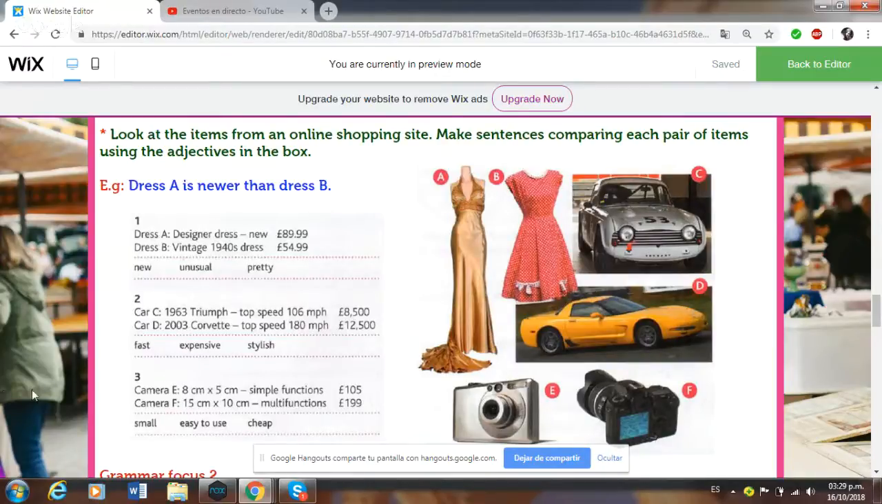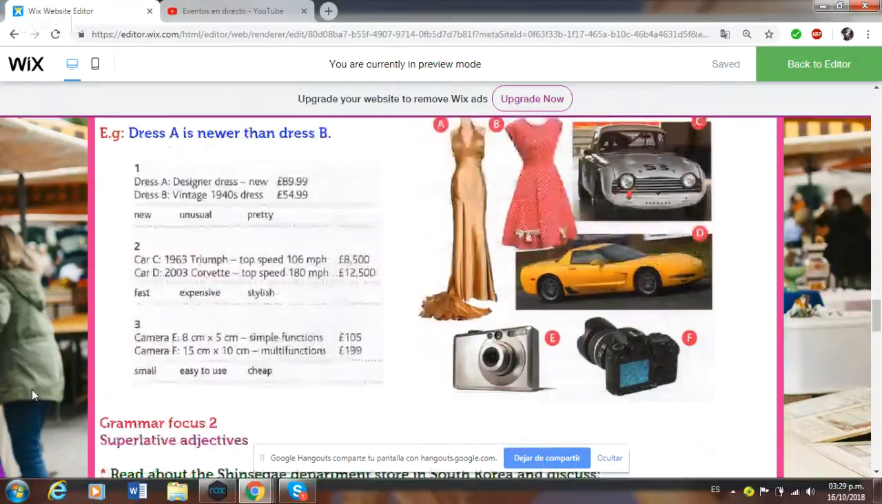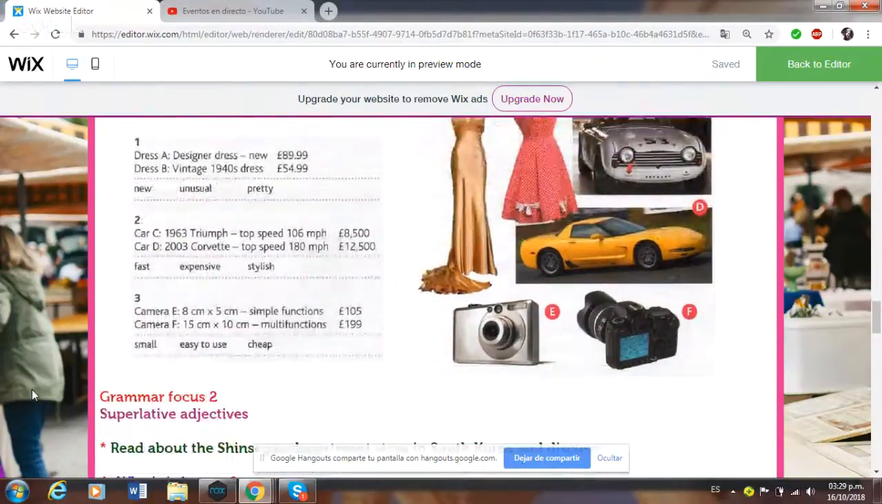And third, the last one here, we are going to compare these two cameras, E and F, with these adjectives: small, easy to use, and cheap. In this last point, you need to create three sentences for each one of these points, because there are three adjectives.